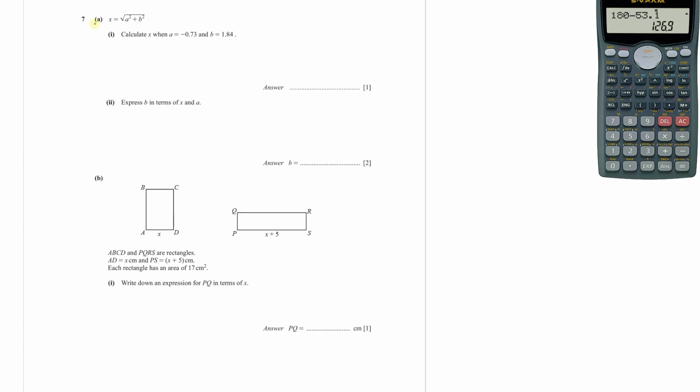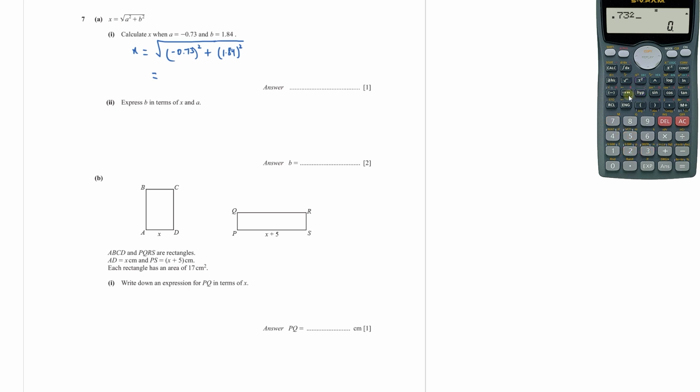Question number 7 is x equals to the square root of a squared plus b squared. So part 1 is calculate x when a is minus 0.73 and b is 1.84. So x will be the square root of minus 0.73 squared plus 1.84 squared. So we can calculate this quickly.